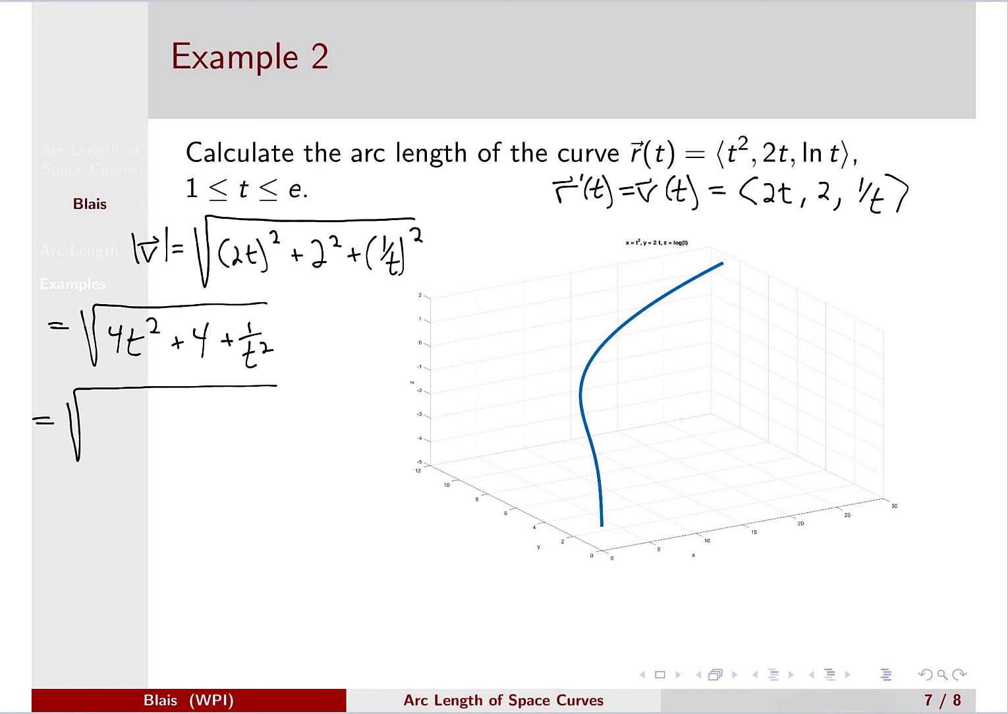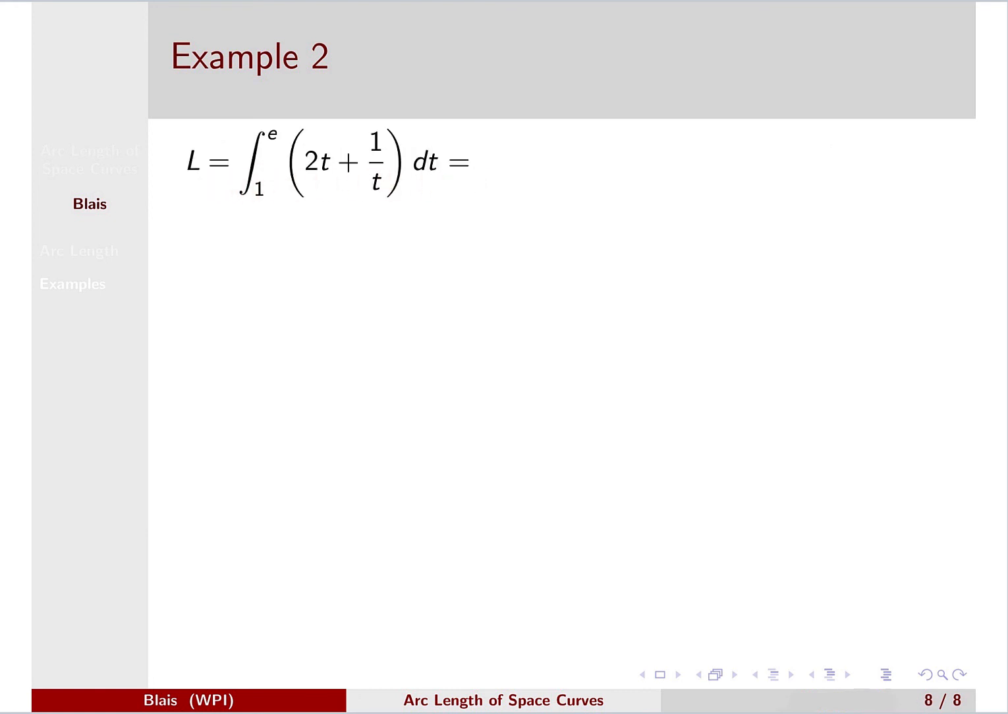So this becomes the square root of, we'll see this factors as 2t plus 1 over t quantity squared. And so we can check this. Square 2t, you get 4t squared. Square 1 over t, you get 1 over t squared. Multiply these two together, you get 2 times 2 is 4. So this does work, and we see this becomes 2t plus 1 over t. And now that we have the length of the velocity vector, we use our rule that the arc length was the integral from a to b of the magnitude of the velocity vector dt.